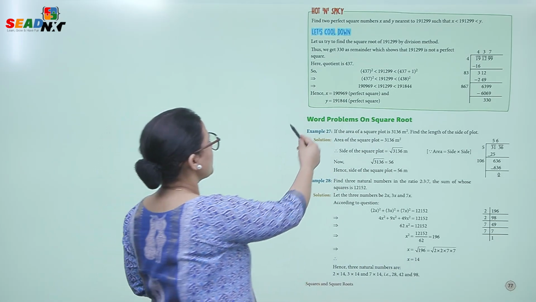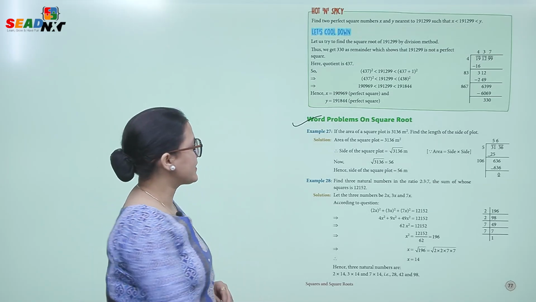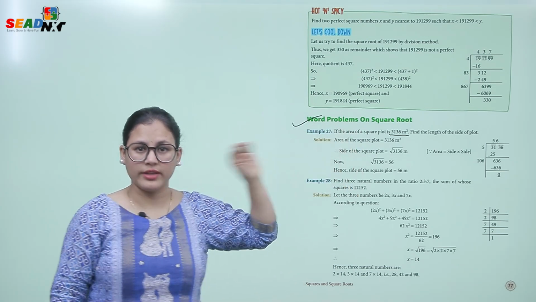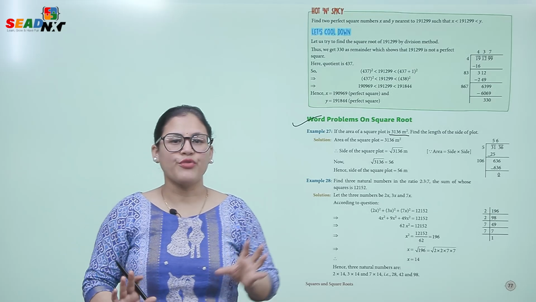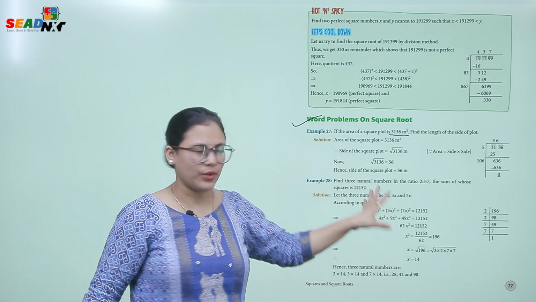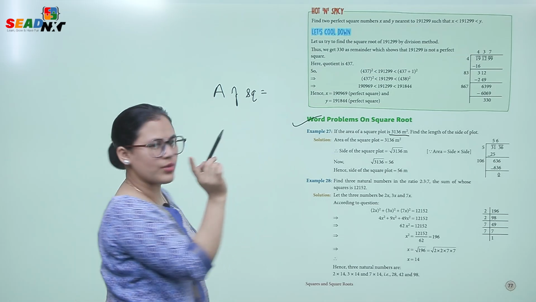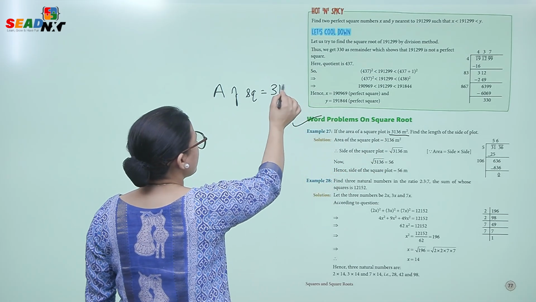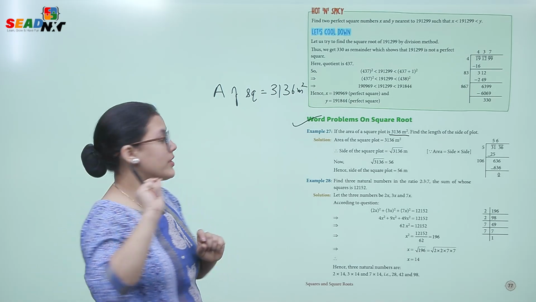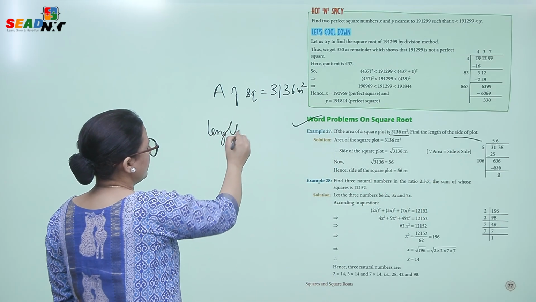Now word problems on square root. Example number 80. If the area of a plot is 3136 meters square. So this is the area of a square plot. Find the length of the side of the plot. We know that the area of a square is side into side, but here the area is given, 3136 meters square. We have to find the side, that is the length of the side of the plot.